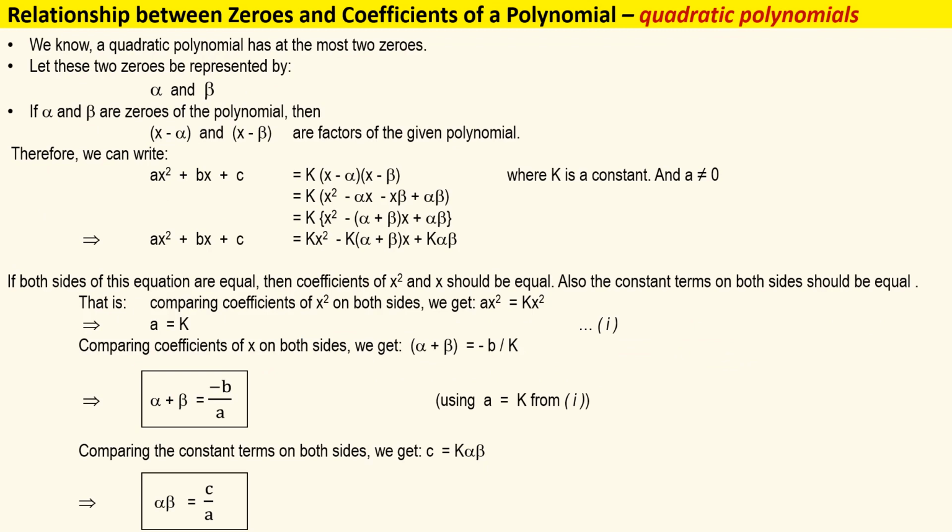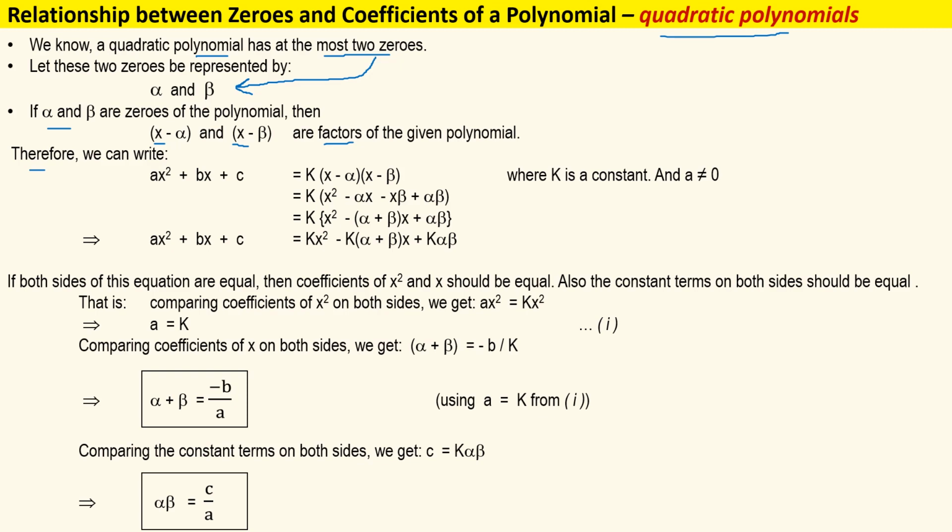Let's now talk about the quadratic polynomials. We know that a quadratic polynomial will have at the most two zeros, and let's represent those two zeros by the letters alpha and beta. If alpha and beta are the zeros of the polynomial, then x minus alpha and x minus beta will be the factors of the given polynomial.